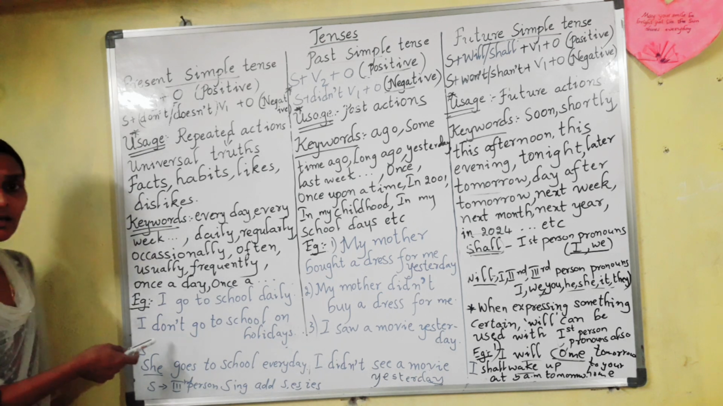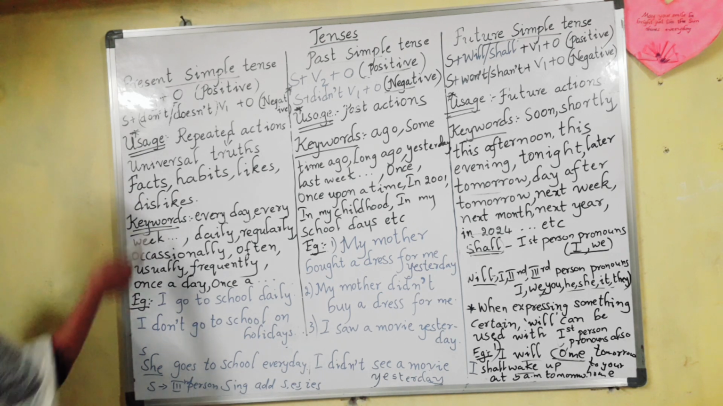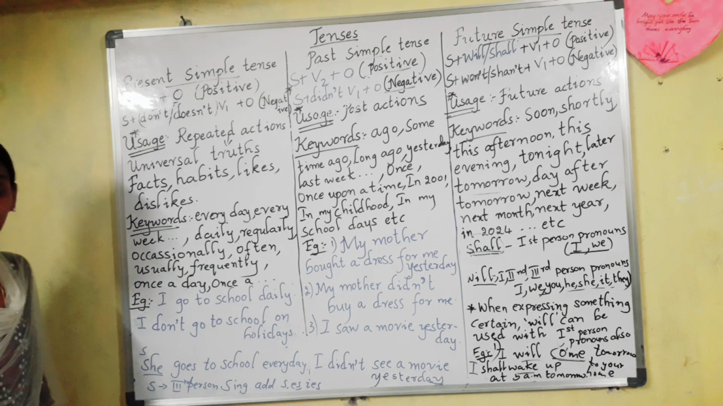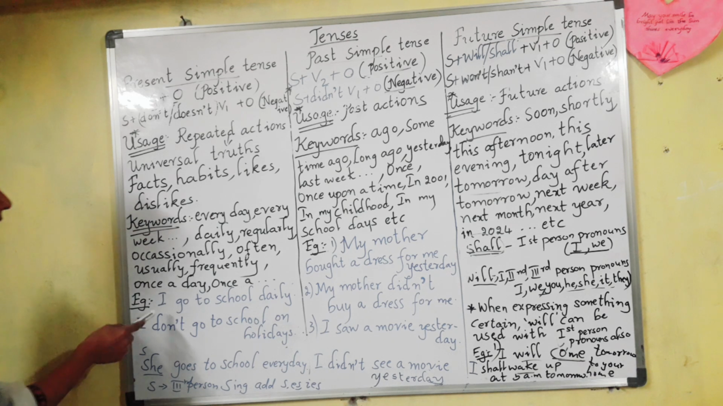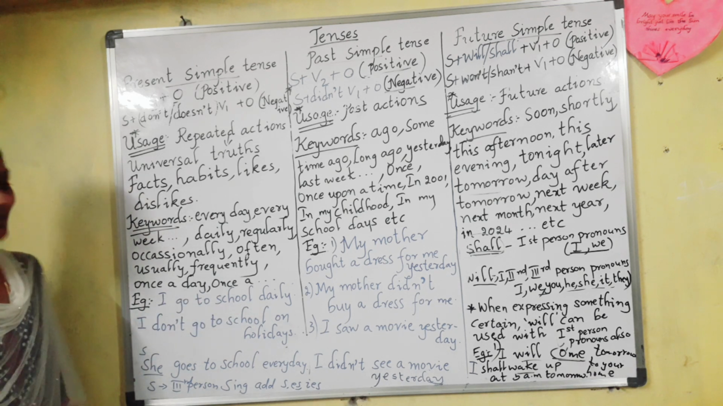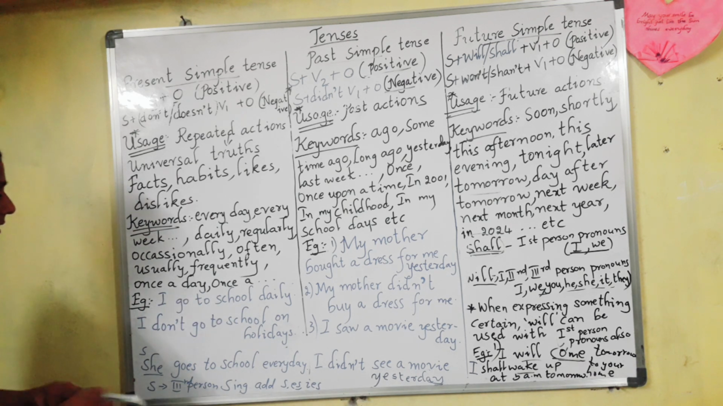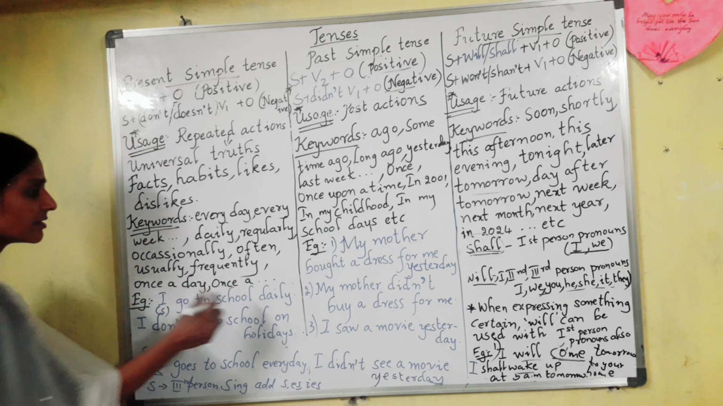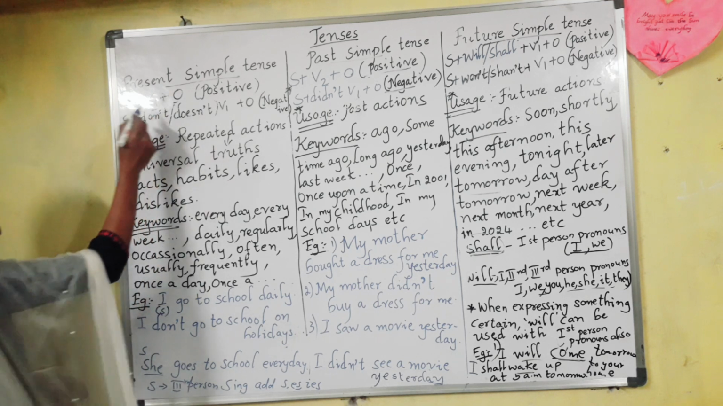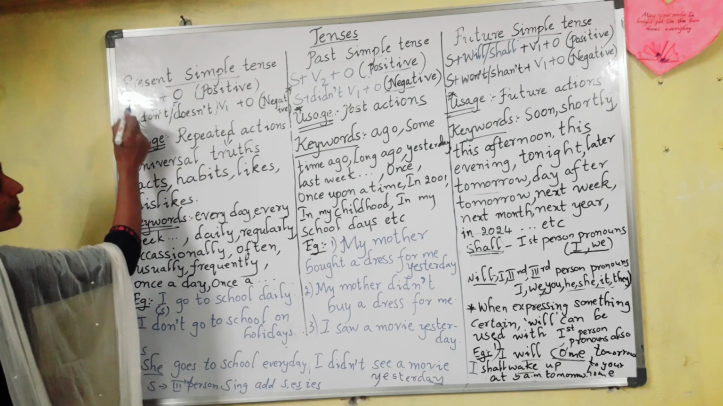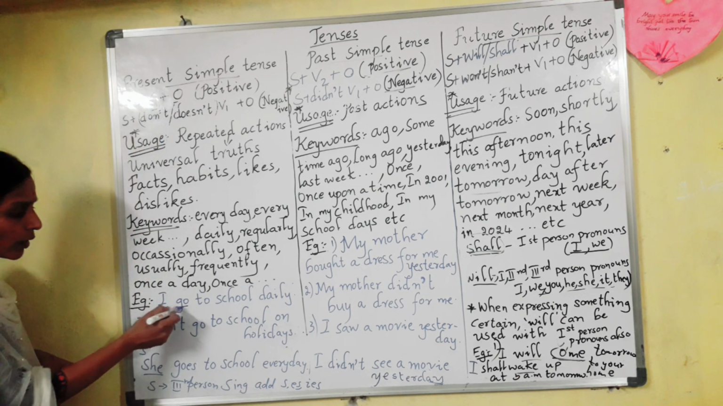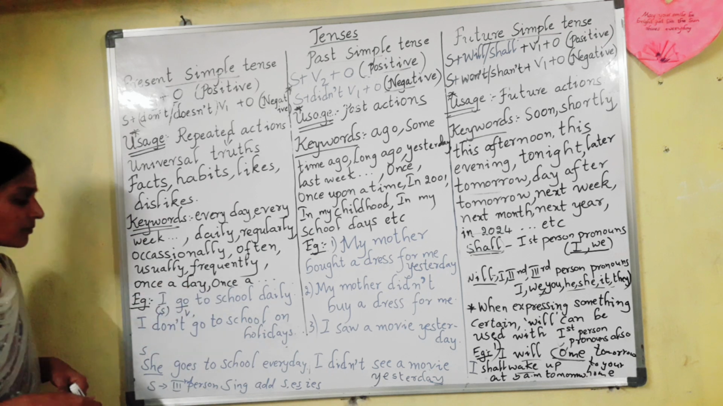Now we are going to see some examples of this present simple tense. Some sentences which are in present simple tense. I go to school daily. Here I is a subject. This is a positive sentence. So for a positive sentence, the structure is subject plus V1 plus object. First form of the verb, present form of the verb should be there. So subject, then go is the V1, then object.